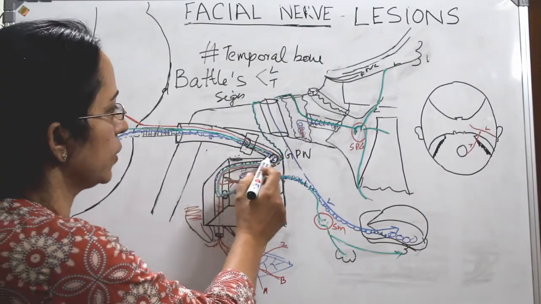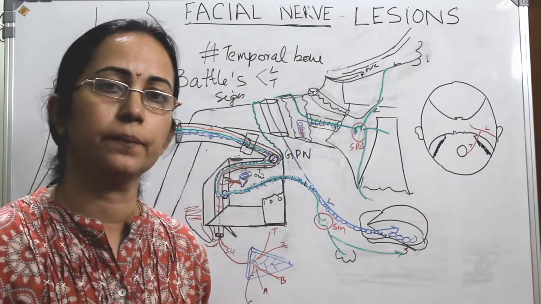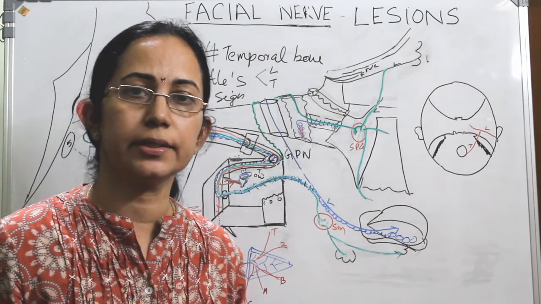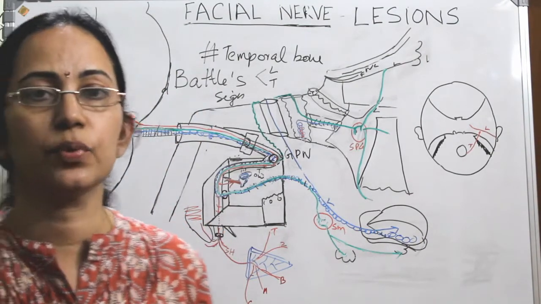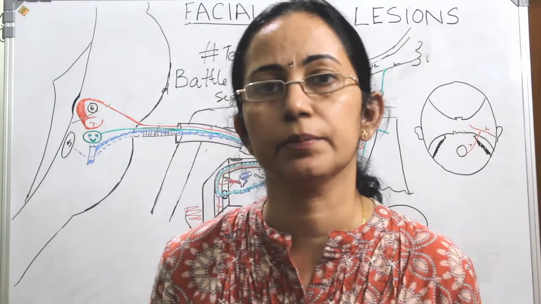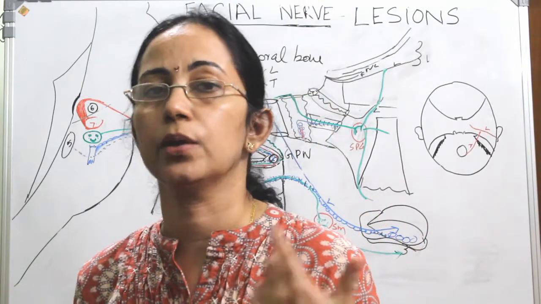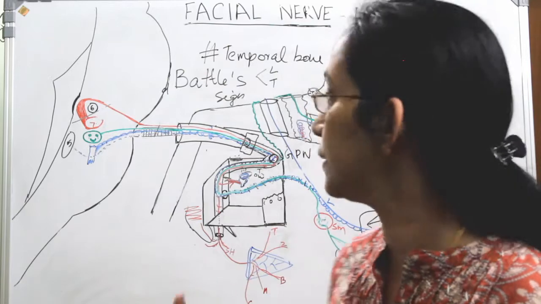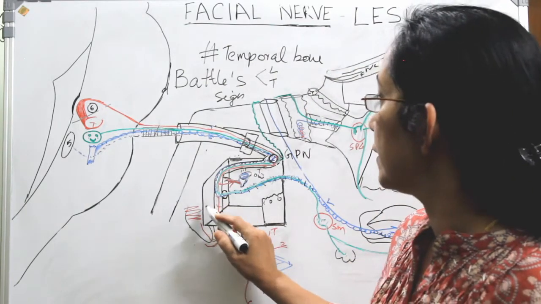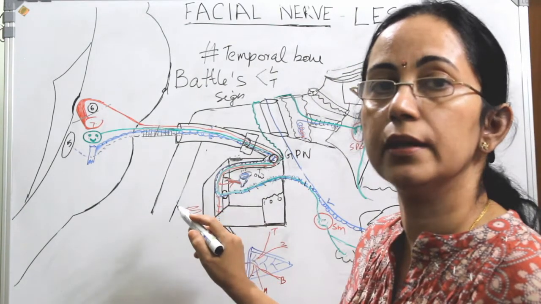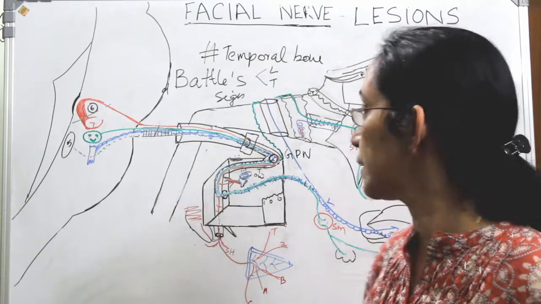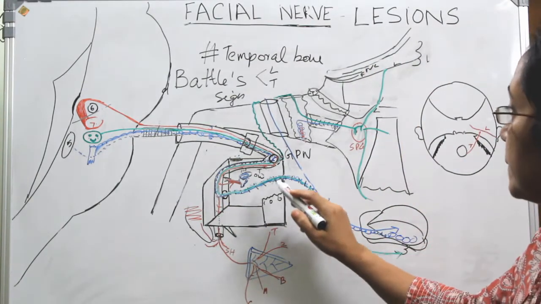Labyrinthine segment includes the geniculate ganglion also, and the geniculate ganglion is a relay station for taste sensation from the anterior two-thirds of the tongue, and also pain, touch and temperature from the root of neck, root of pinna and the posterior superior aspect of the external auditory canal, right?